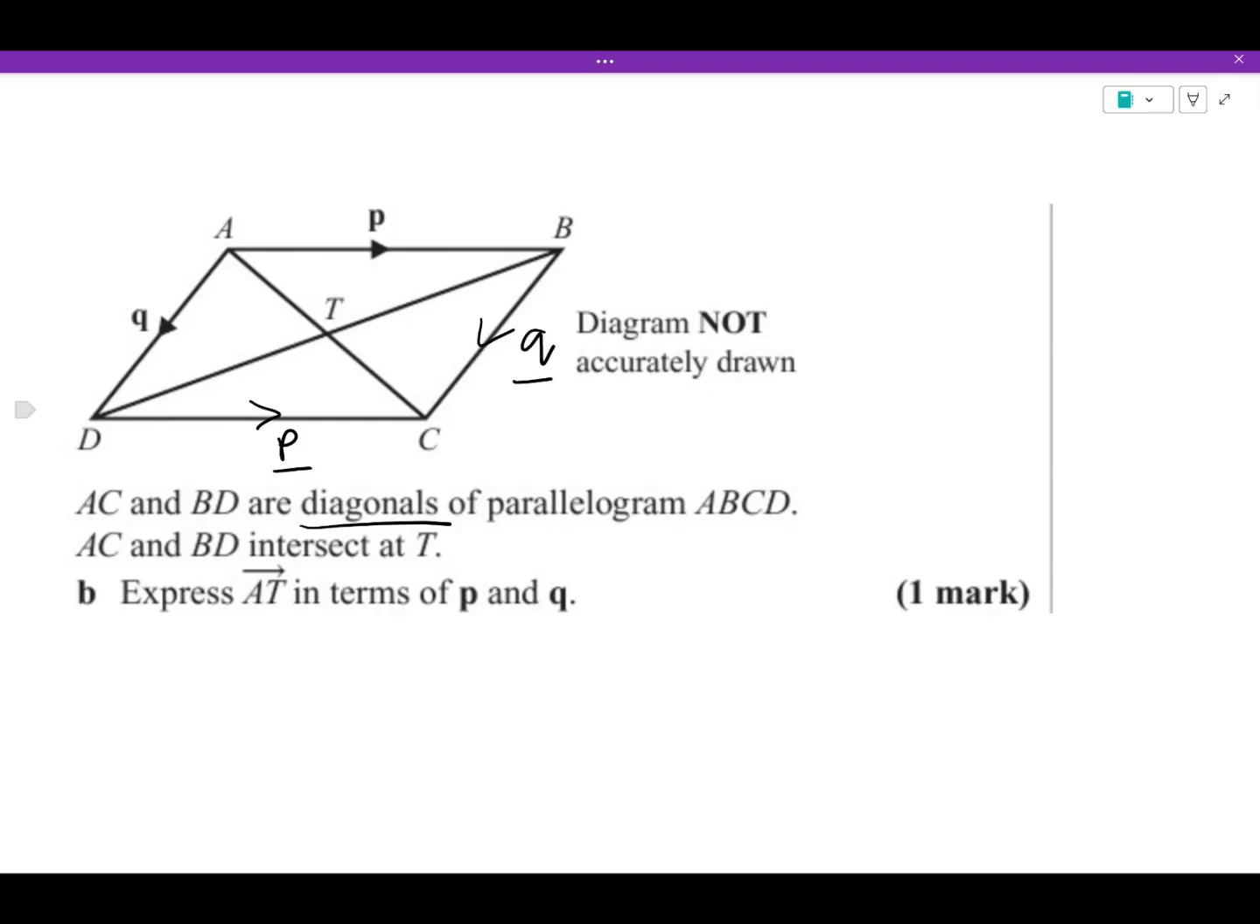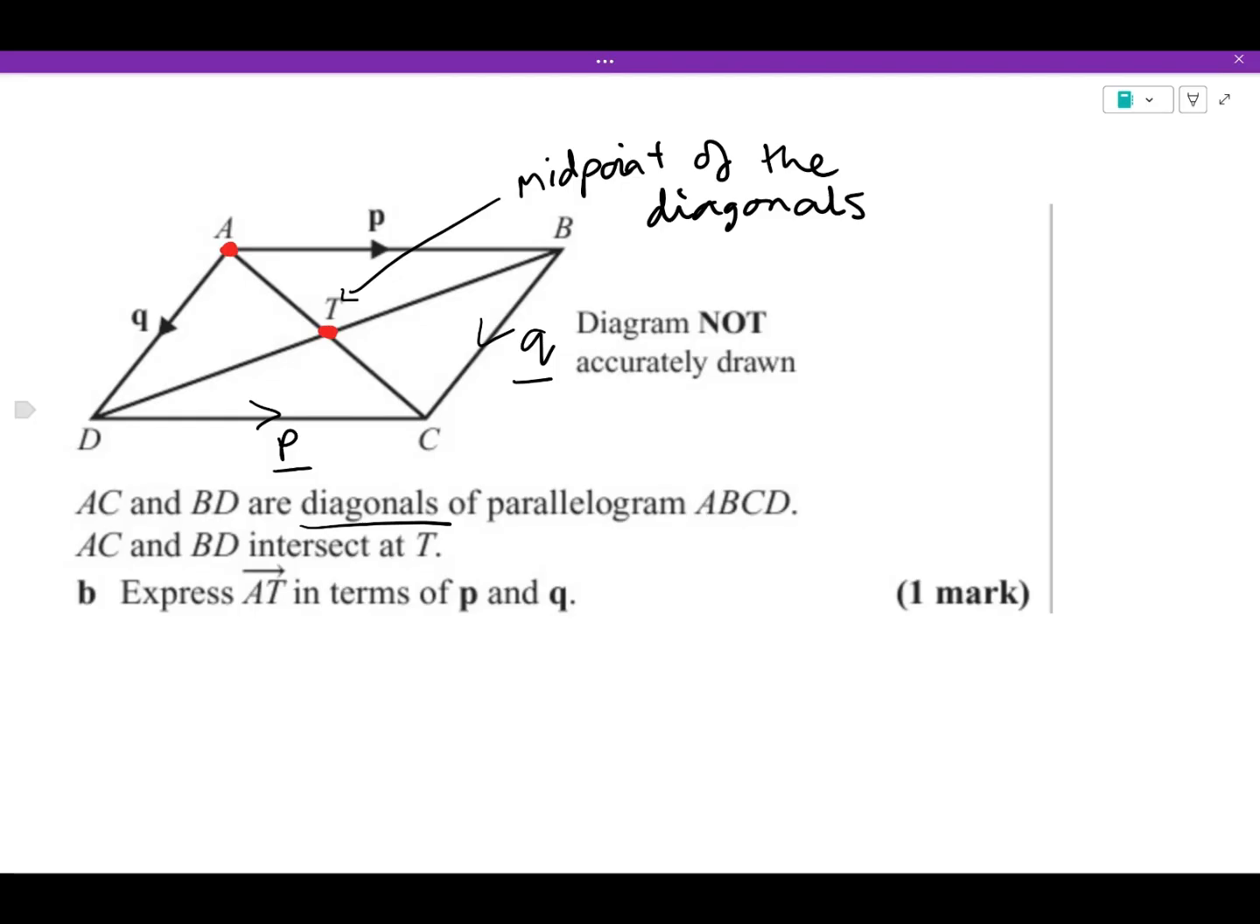Now what we need to do is express A to T in terms of P and Q. So I need to get from A to T here. So the question is, how am I going to do that? Because I don't have any vectors joining up to T currently. Well, we're going to have to use properties of a parallelogram, okay? Because the diagonals of a parallelogram bisect each other. Now, if they bisect each other, that means they cut each other in half. Therefore, T here is the midpoint of the diagonals. And this is a key fact that we're going to use.